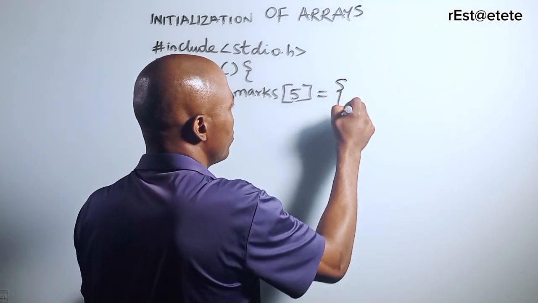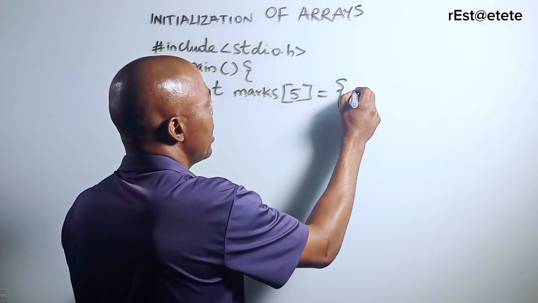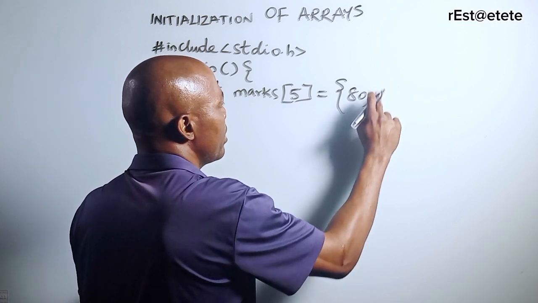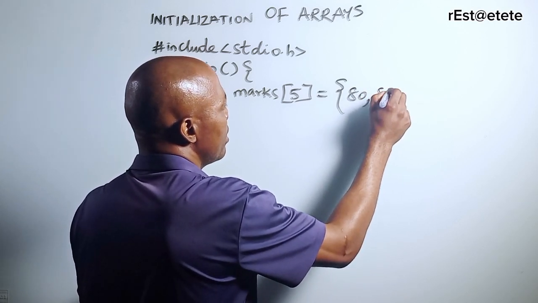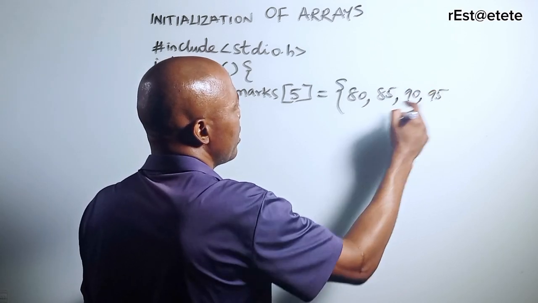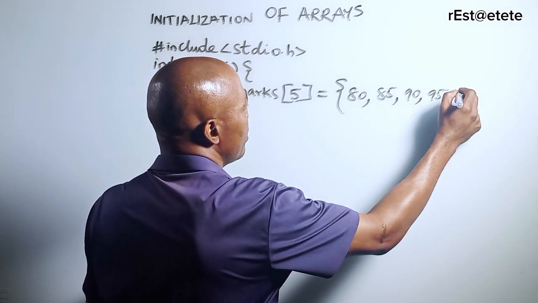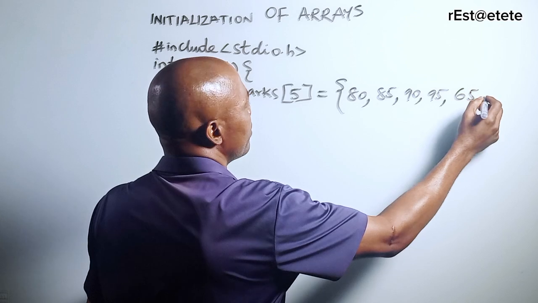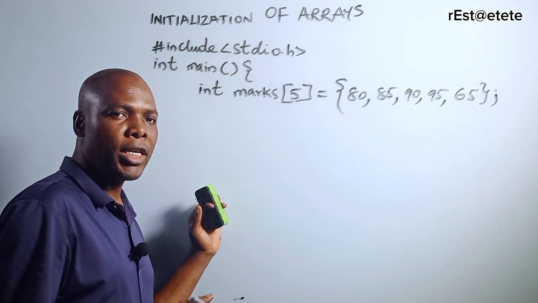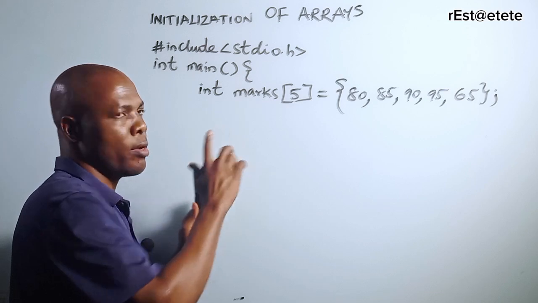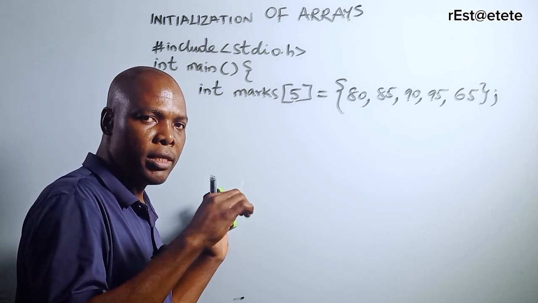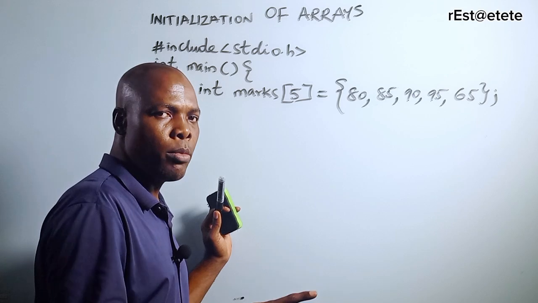So inside my initializer, I'll say 80, 85, 90, 95, 65, right? And then I'll close. So this is me initializing the array at compile time. So the compiler knows the values that it is going to store in the memory.